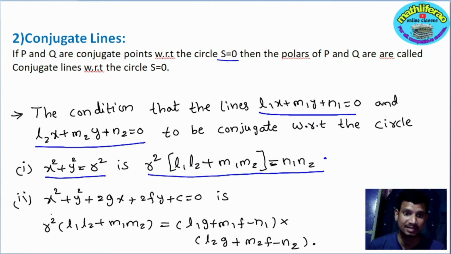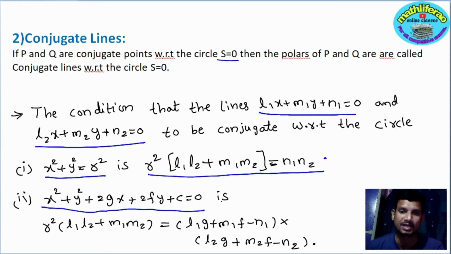Second one, for the general equation of the circle, the lines L1x + M1y + N1 = 0, L2x + M2y + N2 = 0 to be conjugate lines with respect to the circle x^2 + y^2 + 2gx + 2fy + c = 0 is r^2(L1L2 + M1M2) = (L1g + M1f - N1)(L2g + M2f - N2). This is the condition for conjugate lines with respect to the circle.